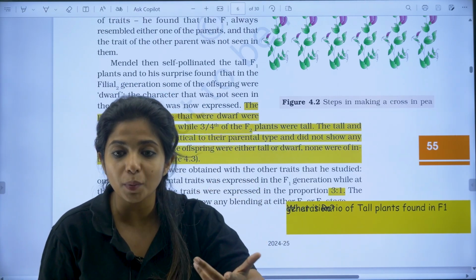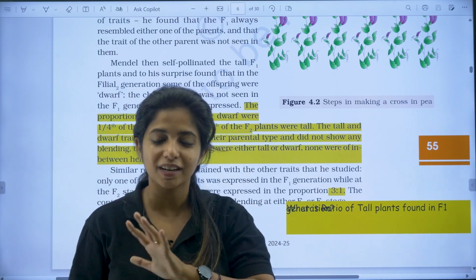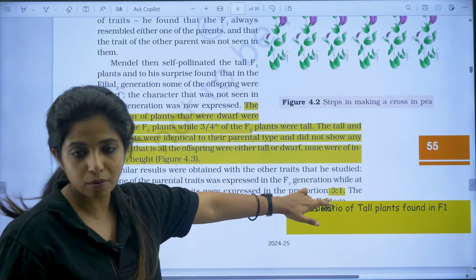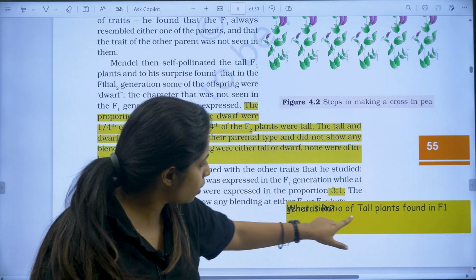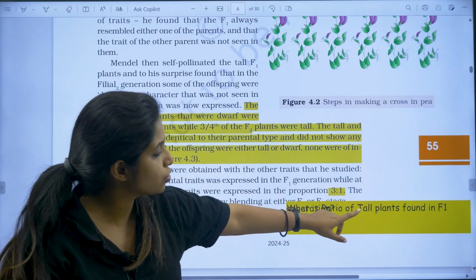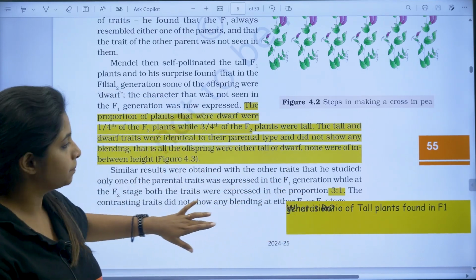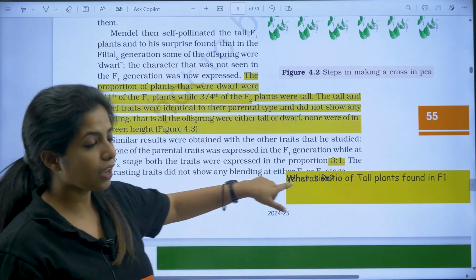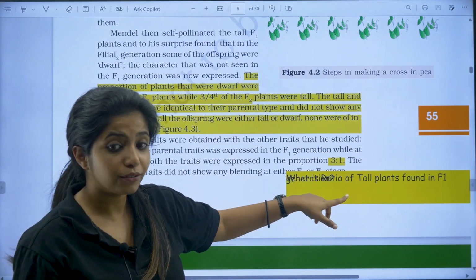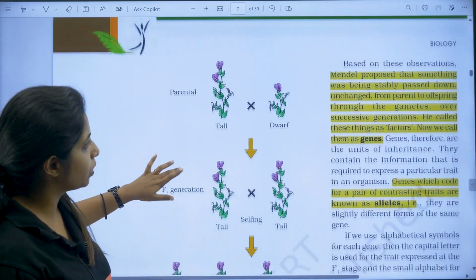What is the genotypic ratio, my dear children? We'll come on to that. But here, this is very much important: 3:1, do not forget it. I have written, what is the ratio of tall plants found in F1? In F1, all of them are tall. In F2, 3 of them are tall. So you should be knowing all these things.